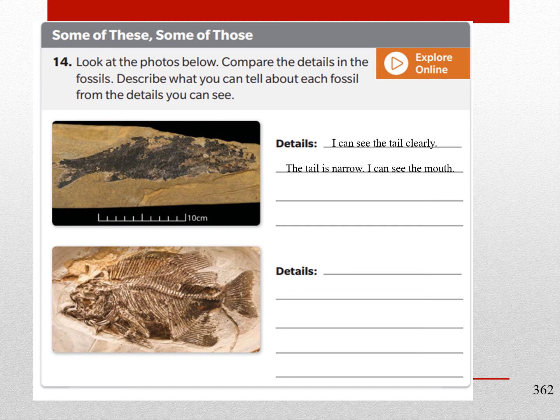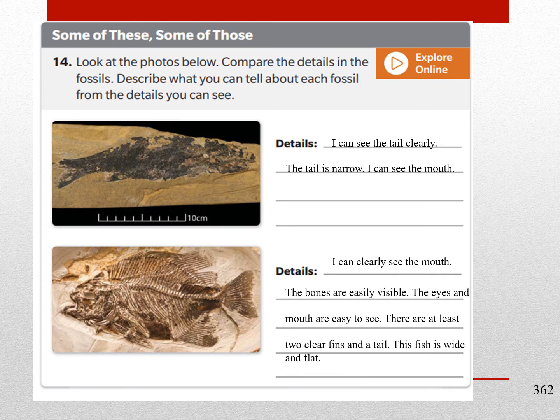Now, look at the second picture. What do you see? I can clearly see the mouth. The bones are easily visible. The eyes and mouth are easy to see. There are at least 2 clear fins and a tail. This fish is wide and flat. Please don't forget to copy the answers in your books on page 362.